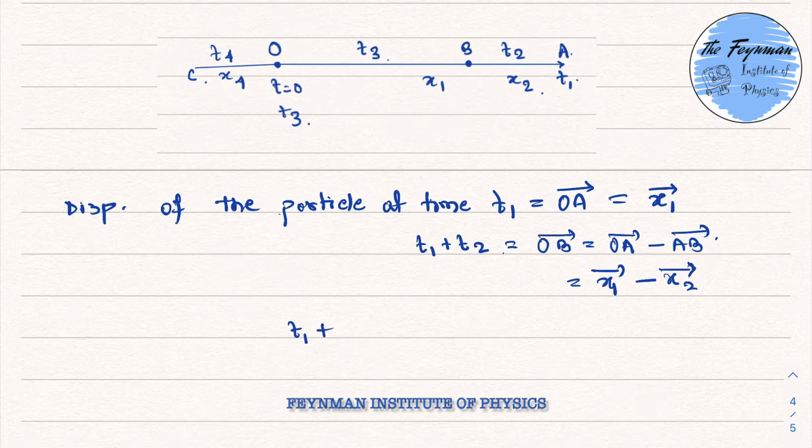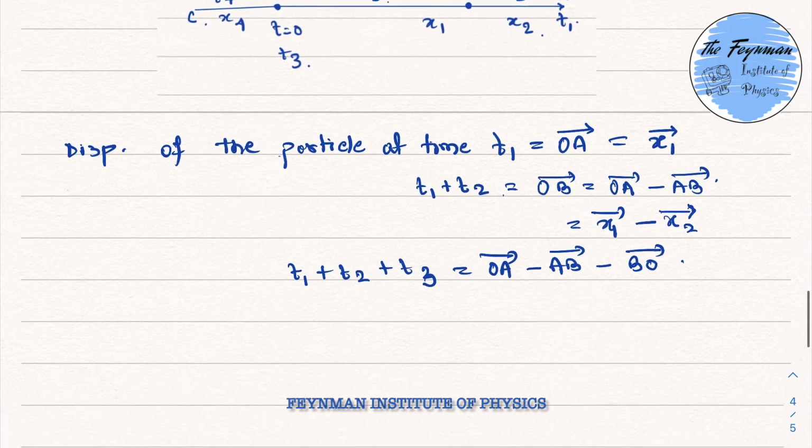Similarly, the displacement of the particle at time t1 plus t2 plus t3: the initial position of the object is O and the final position of the object at time t3 is again O. So the initial and final position of the object is the same. That is why in this case we will find the displacement of the object is 0. So it is OA, displacement of the object at time t1, minus AB, displacement of the object in time t2 in the reverse direction, and BO, displacement of the object at time t3.